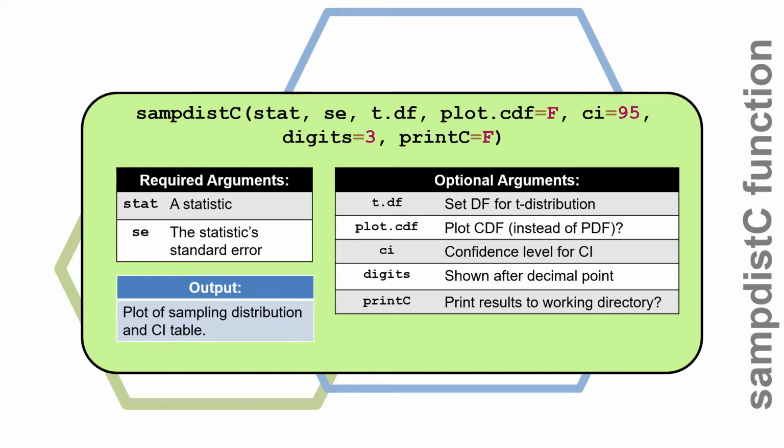The sampdistC function automatically calculates 95% confidence intervals, but you can set the function's optional ci argument equal to another confidence level to calculate other confidence intervals. To learn how to use the sampdistC function, let's work through some examples.